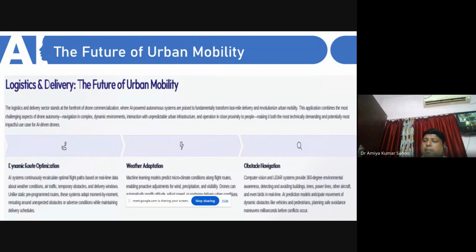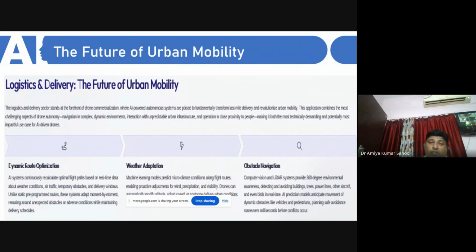The application combines the most challenging aspects of drone autonomy: navigation in complex dynamic environments, interaction with unpredictable urban infrastructure, and operation in close proximity to people, making it both the most technically demanding and the most impactful use case for AI driven drones. The technology focuses on weather adaptation also.